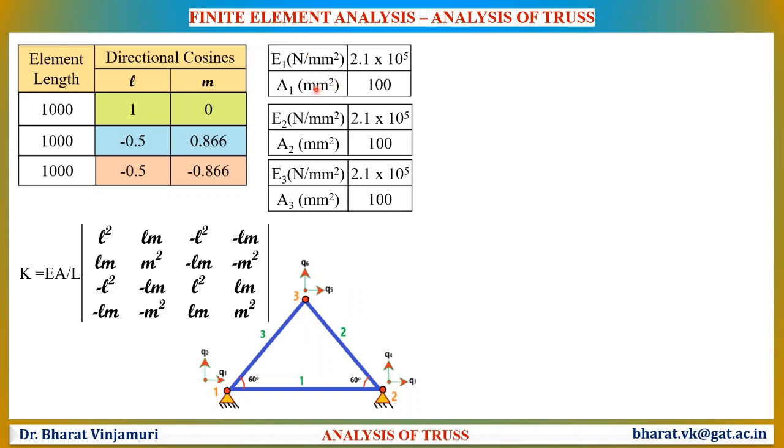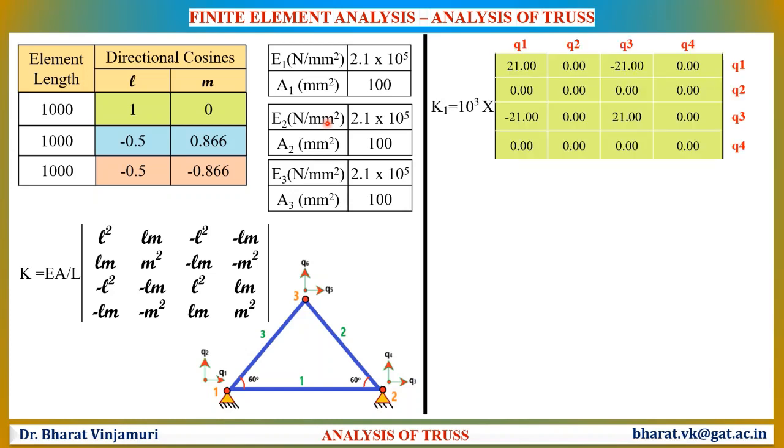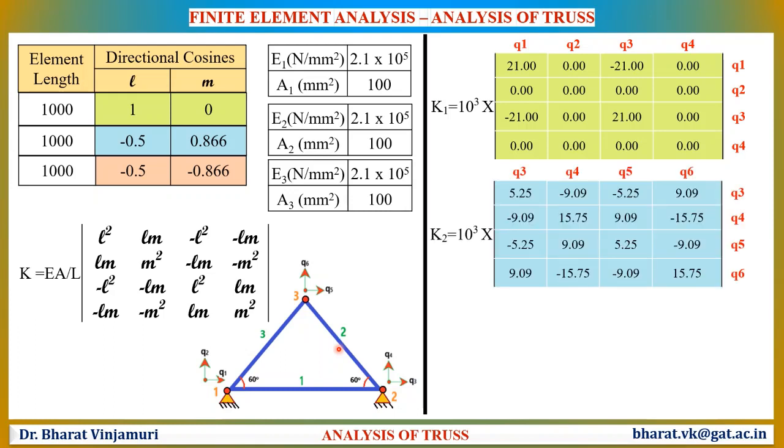By substituting these values, we will be able to determine the stiffness matrix for element number 1, which is surrounded by the following displacement vectors Q1, Q2, Q3 and Q4. That is what is represented in the diagram also. Now, the stiffness matrix for element number 2 is given by this following equation. The element number 2 is surrounded by Q3, Q4, Q5 and Q6, which is represented here.